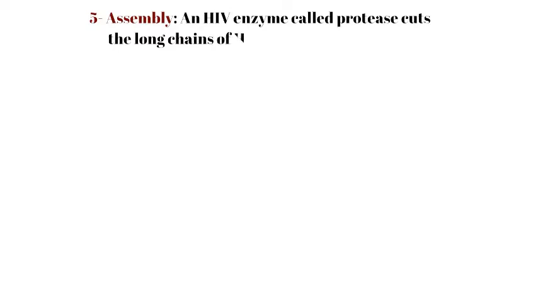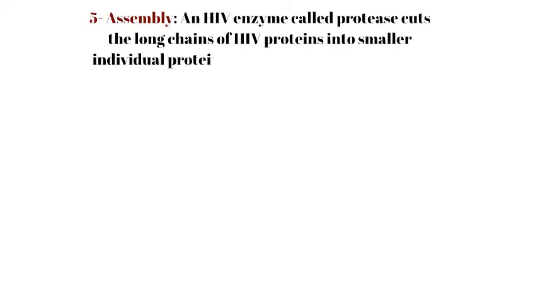So after the transcription of genomic material of the HIV has taken place in stage 4, these will assemble, and an HIV enzyme called protease cuts the long chains of HIV proteins into smaller individual proteins.